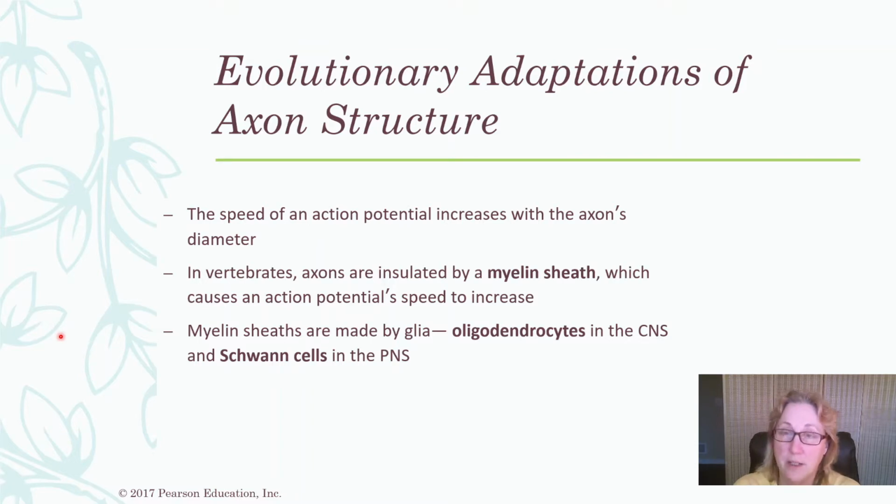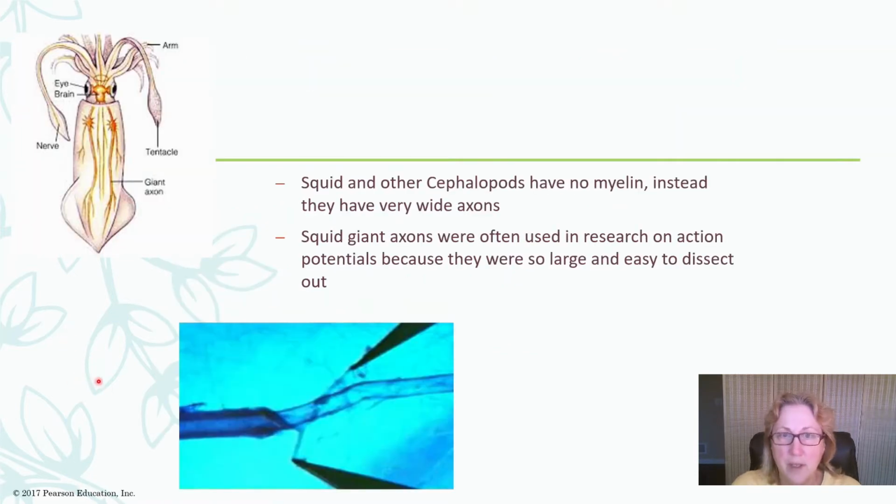But in some invertebrates, we can see very large, wide axons where the single cell is quite wide. In vertebrates, axons are insulated by a myelin sheath, which is what the Schwann cells are doing in the peripheral nervous system, and oligodendrocytes in the central nervous system. And these help speed up the transmission of the action potential.